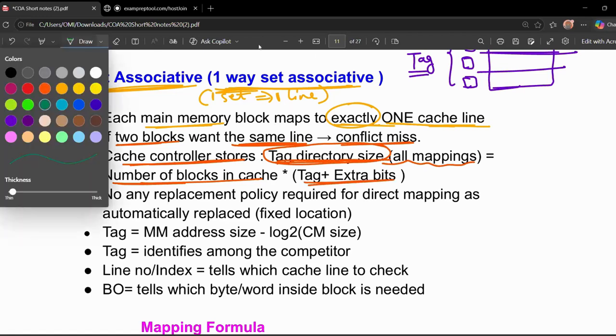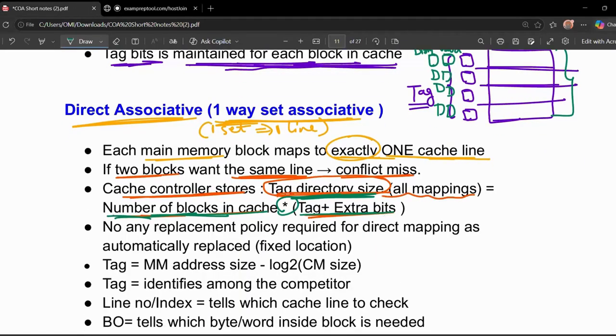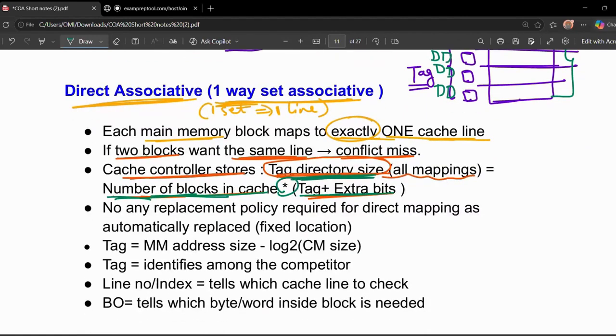Whoever has done COA might know that other than the tag, there are some other bits, like the valid bit and the dirty bit. All the extra bits are stored for each block. So the tag directory size will be the total number of blocks in the cache times the tag plus extra bits. This is the size which the tag directory will store.